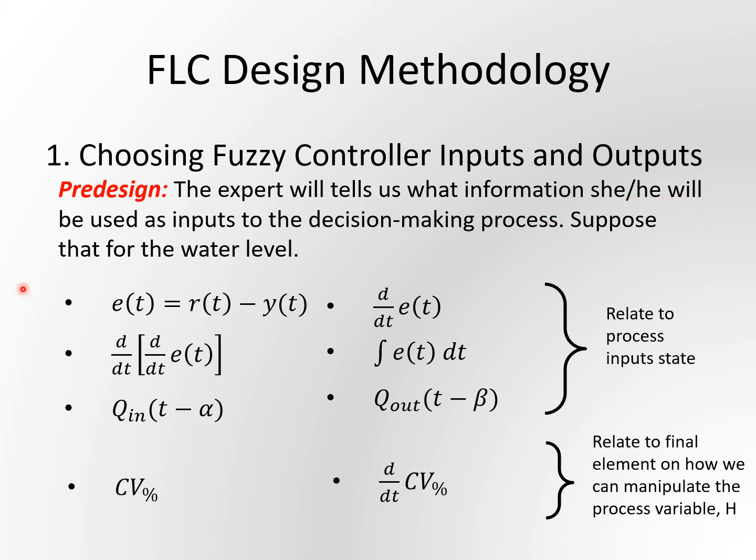So there are many choices, but normally in some process, the first one is the error, set point minus the actual, and the change in the error is also important. So this relates to the process input values. And then the output depends on what you're trying to manipulate, and normally relates to the final element, how we can manipulate the process variable. In this case, like height. So the output could be the valve opening, valve closing, or CV percentage, we call.